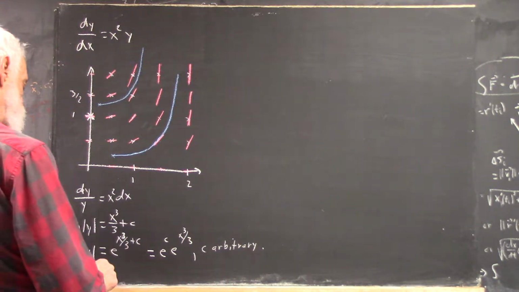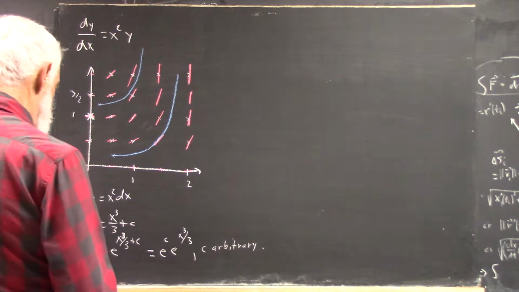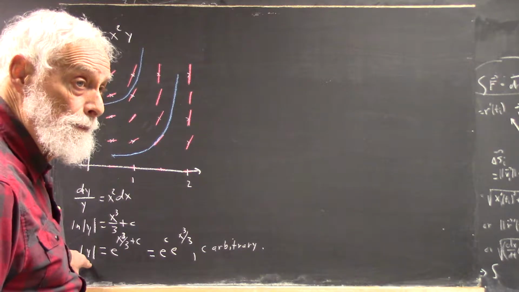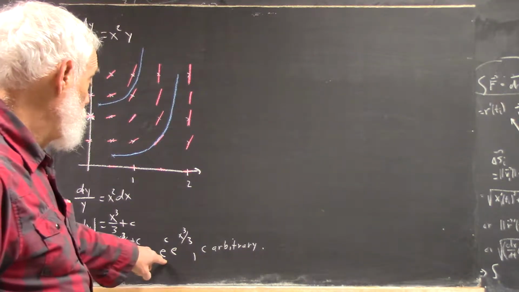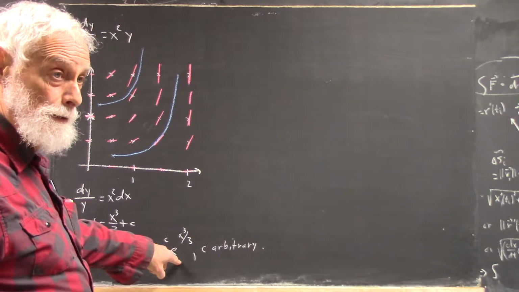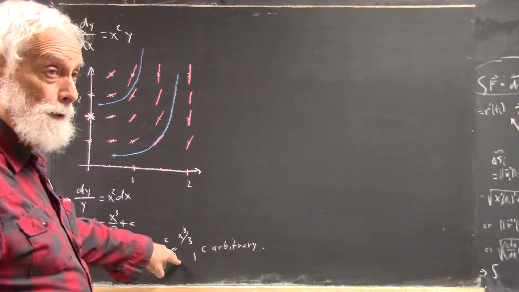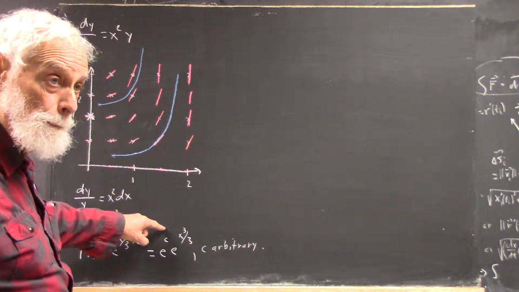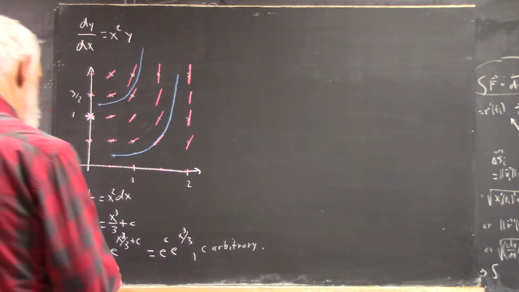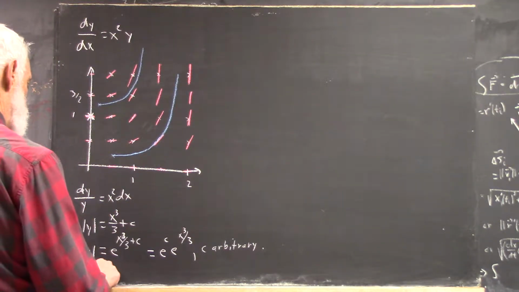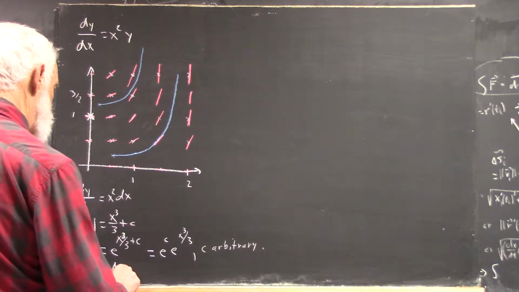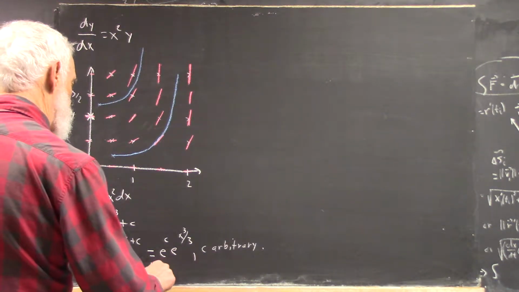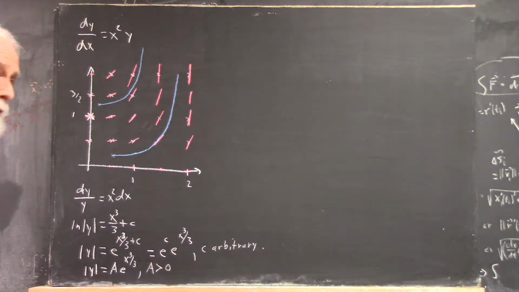well, this means that this is the absolute value of y, right? Okay? So it would be possible that y would be a negative multiple of the exponential, right? You could get a negative exponential. Or you could get a positive exponential. Now, e to the c is always positive, right? So we would have the absolute value of y equals a e to the x cubed over 3, where a is greater than 0.